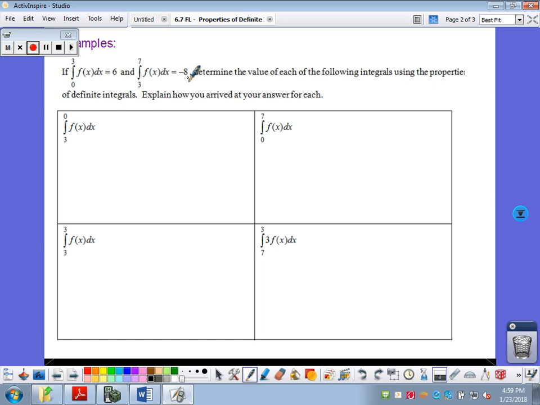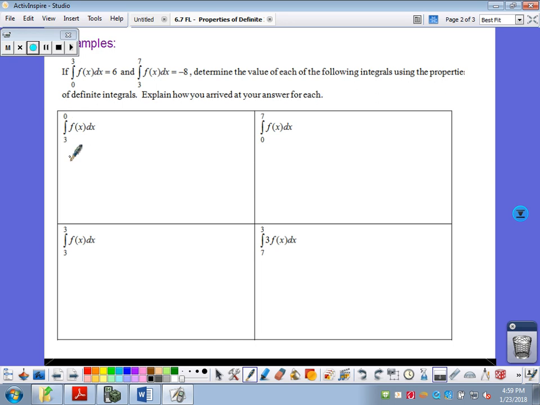So our first integral has a lower limit of 3 and an upper limit of 0 of f of x dx. And so you notice that this matches this first set of information that we're given, except that the upper and lower limits are reversed. And so if you look back at the first rule that we had on the last slide, we can reverse our upper and lower limits, and all that does is change the sign of our value.